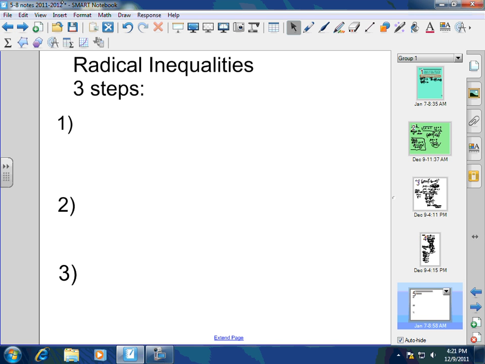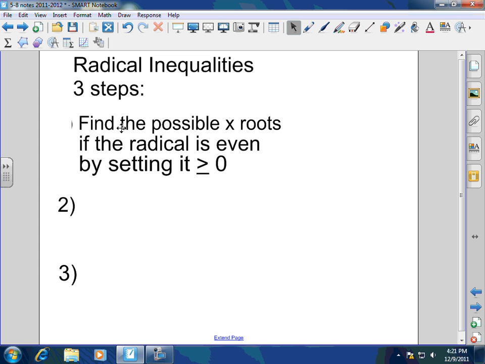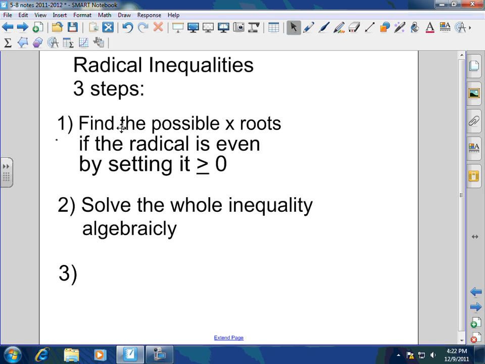So let's look at the steps real quick. 1, find the possible roots. Find the possible x roots if the radical is even by setting it greater than or equal to 0. 2, solve the whole inequality algebraically. And 3, test your solutions. Okay, test your solutions. So let's see how this works.